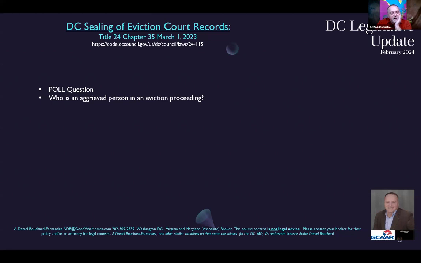Anybody else have any thoughts on that? No, it could be the landlord too, if they want to get somebody out and they don't want to leave. Yeah, could be both, right? Julie's right. In an eviction proceeding, the aggrieved person is the landlord who's looking to collect possession of their property for whatever reason. Maybe the tenant's not paying, maybe they're doing illegal activities. So the aggrieved person in an eviction proceeding is the landlord.